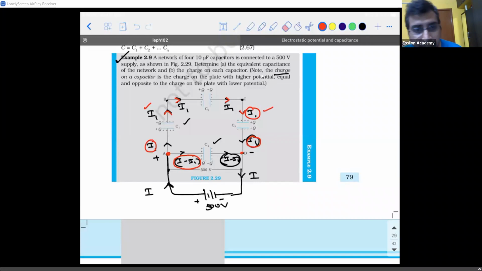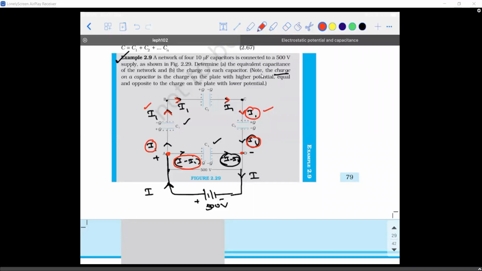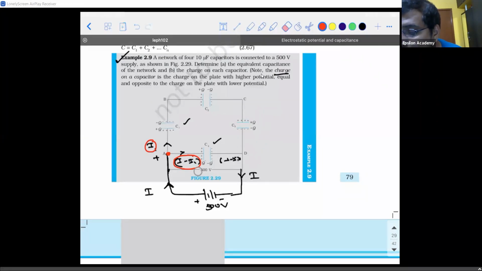Okay, so are you guys able to understand? So which capacitors are in series? C1, C2 and C3 are in series, and the whole combination is in parallel with C4. Is everyone clear with this? Yes, sir. Good. Okay, so this law is called Kirchhoff's current law, which you will learn in the next chapter.